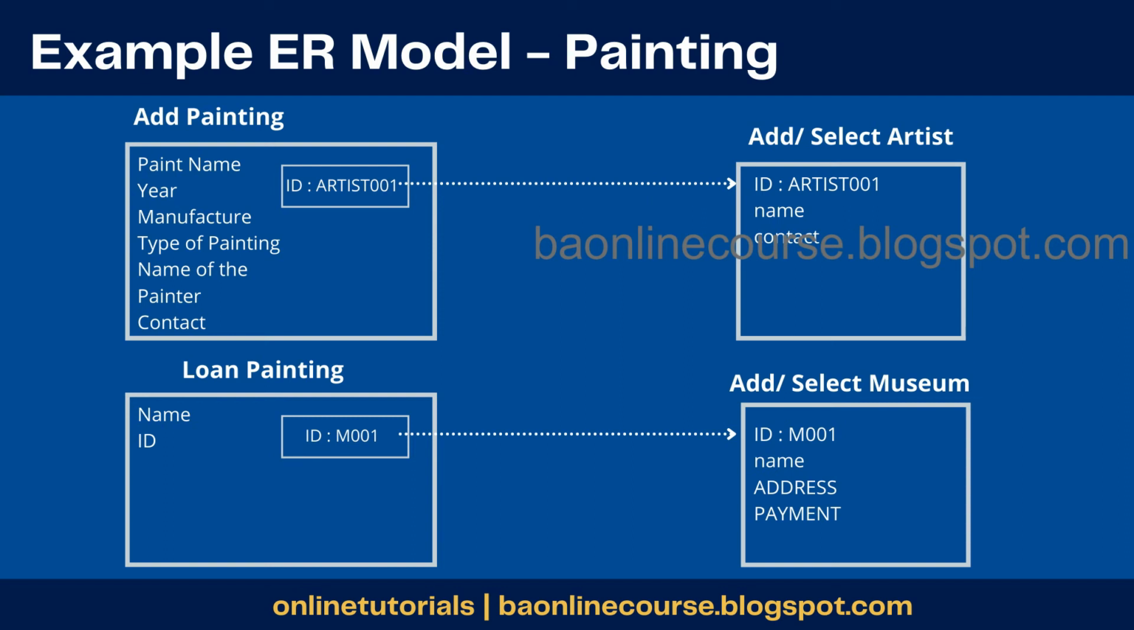Okay, so looking at this, you've gone purely from a functional viewpoint. So you've figured out, first I need to capture the painting. Then, as part of that, I also capture the artist details. Then I would loan a painting, and as part of that, I would also capture some museum details. Okay. So you would have done this part and then documented all this into your BRD. Then the architect would pick it up from here and then create an ER model.